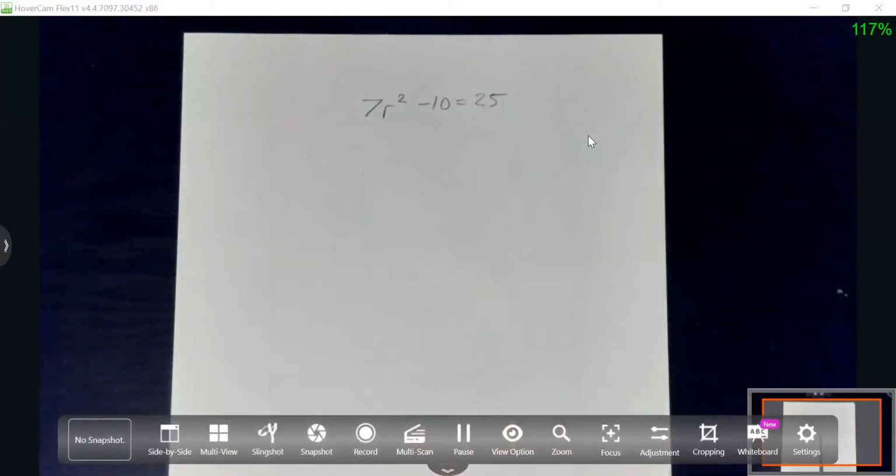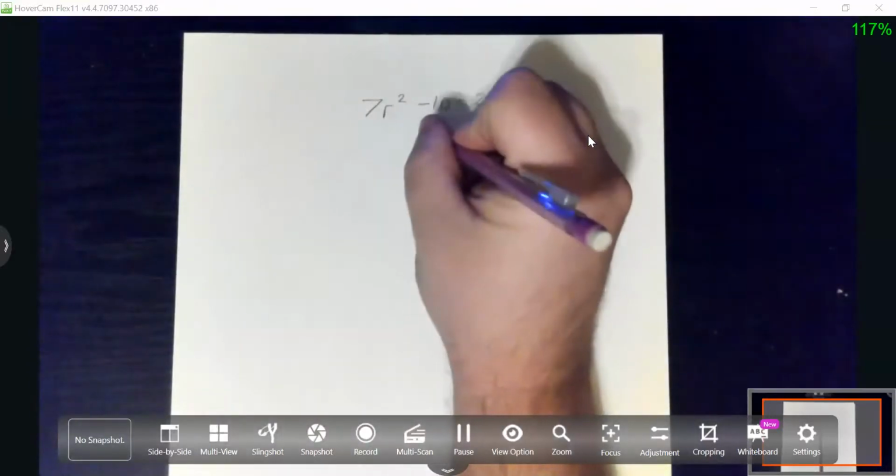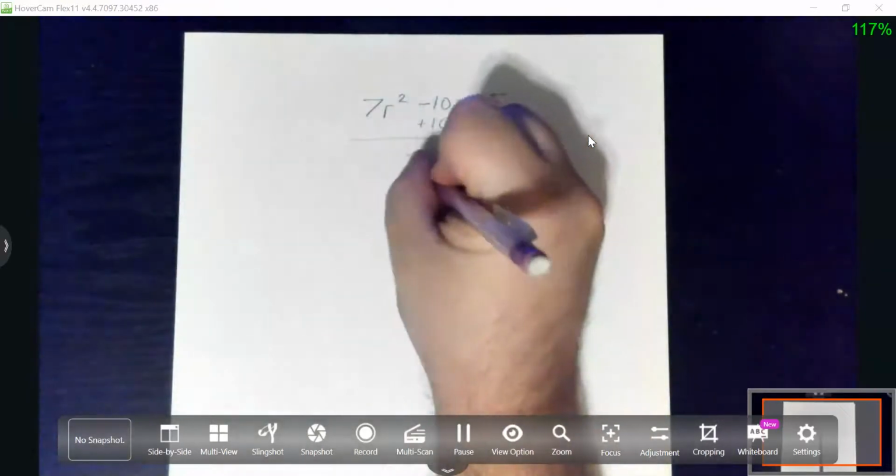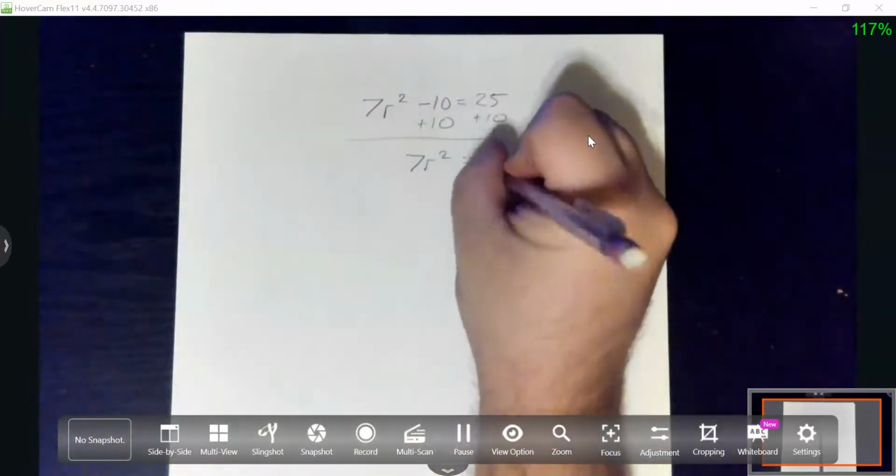Again, our job is to solve it. In order to solve, we check, okay, is there r squared? Yes, we have something being squared. Is there any other r's? Nope. Okay, so we're good to use square roots. So my first step is always to isolate it. So I add 10 to both sides. Gives me 7r squared equals 35.